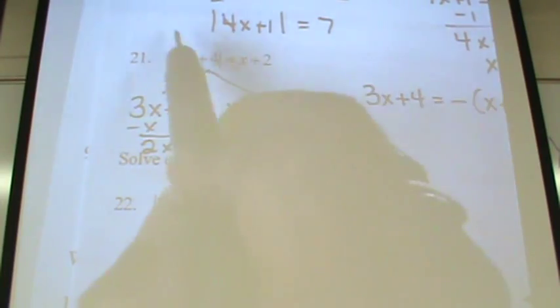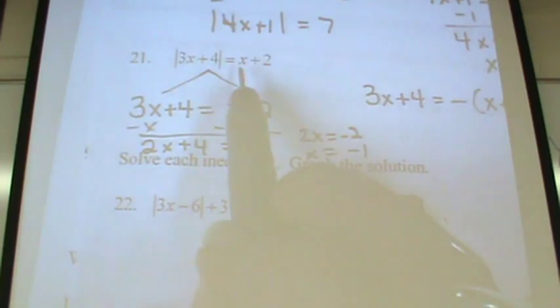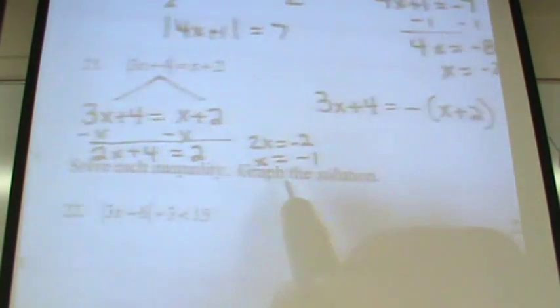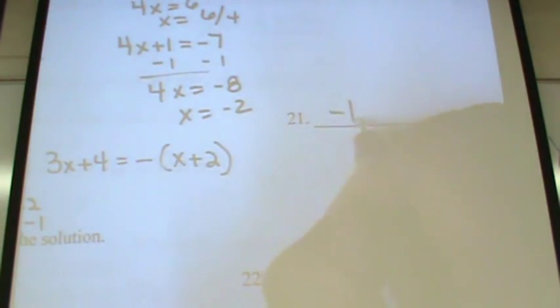The absolute value of 1 is 1. And if I put a negative 1 here, negative 1 plus 2 is 1. So it does work. That one does work. So negative 1 is a good answer.